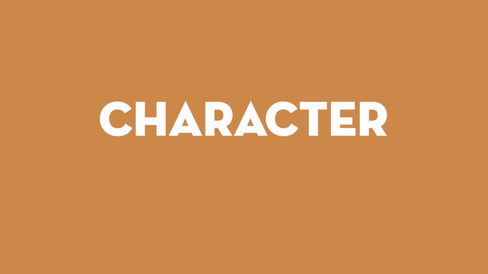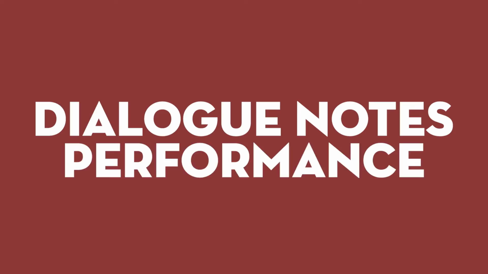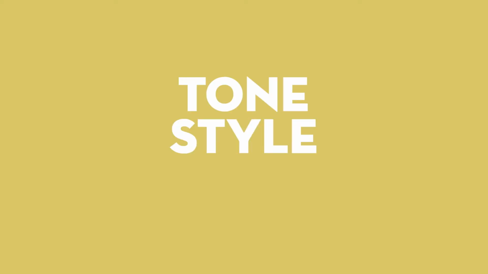Green, camera note and shots. Orange, character and backstory. Blue, lighting, location, set dressing. Purple, wardrobe and makeup. Red, dialogue notes and changes, performance notes. Yellow, tone, style, and jokes.